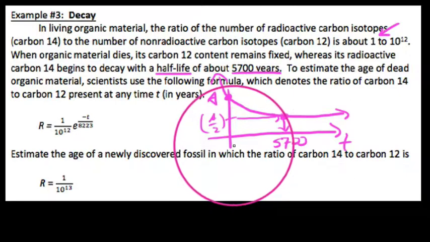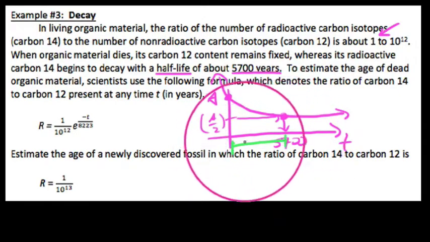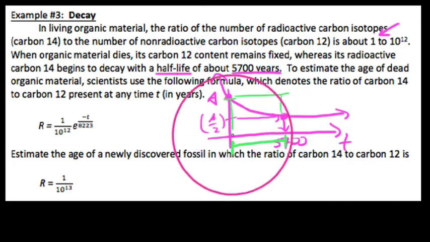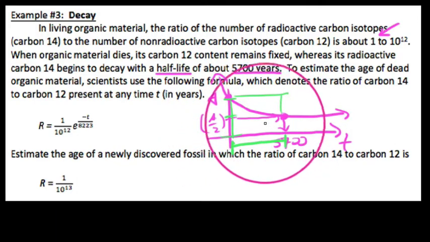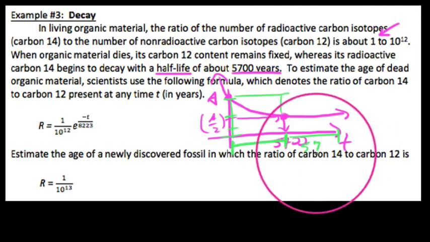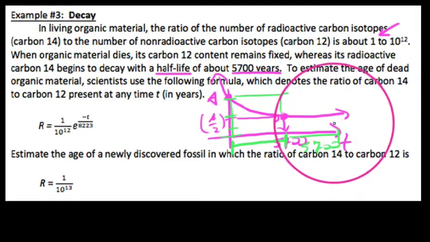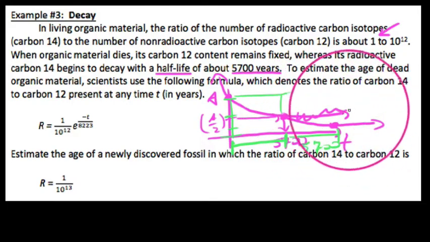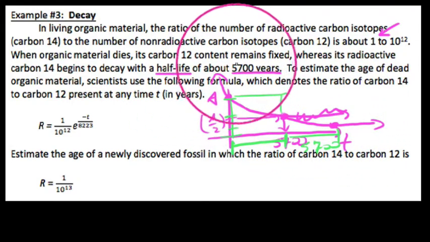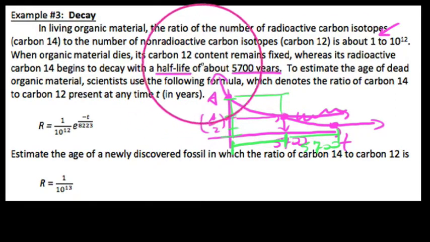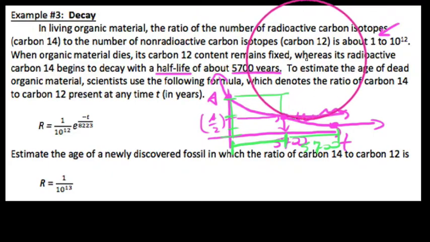Let me switch out my colors here. We say it's this amount of time right here, 5,700 years, that had to pass for this initial amount to be cut in half from its initial amount. And if we were to cut this in half again, I'd have to go another 5,700 years. So when we talk about a half-life, it is the amount of time that needs to pass for the initial amount to be cut in half, the initial amount of something. In this case, the initial amount is a ratio of something.